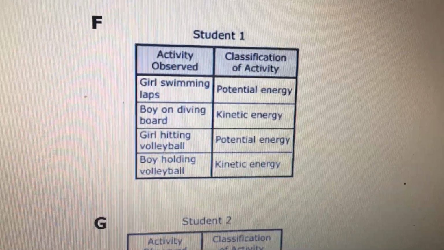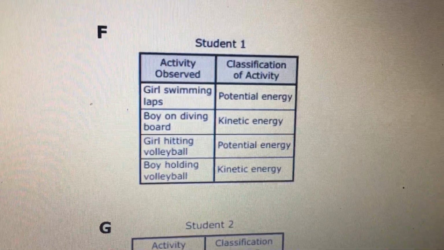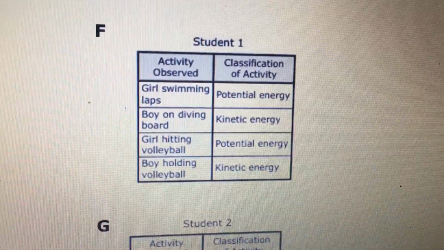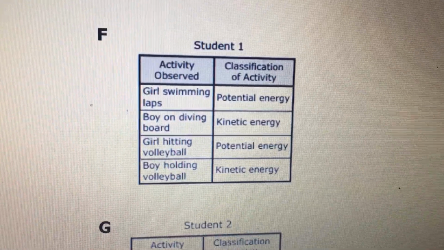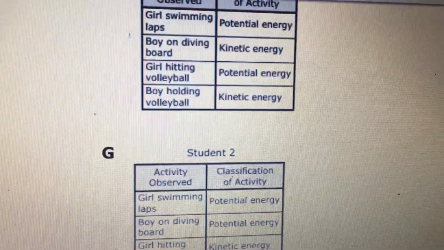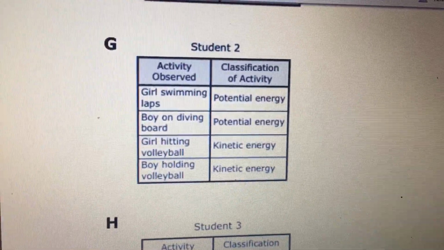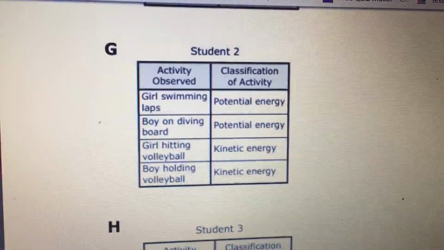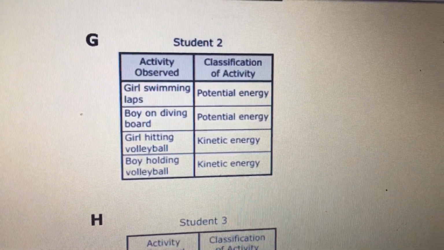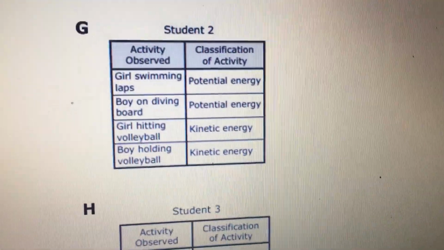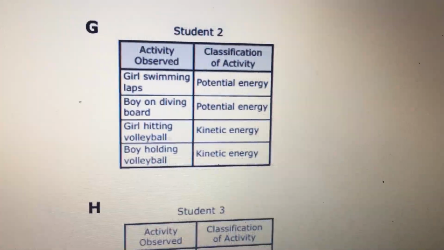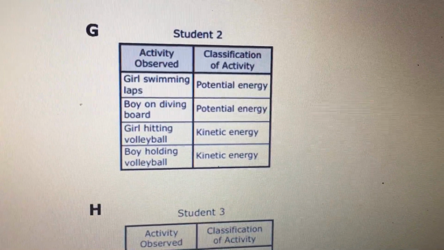Student 1, F, said the girl swimming laps has potential energy. The boy on the diving board has kinetic energy. The girl hitting the volleyball has potential energy. And the boy holding the volleyball has kinetic energy. G, student 2. The girl swimming laps has potential energy. The boy on the diving board has potential energy. The girl hitting the volleyball has kinetic energy. And the boy holding the volleyball has kinetic energy.